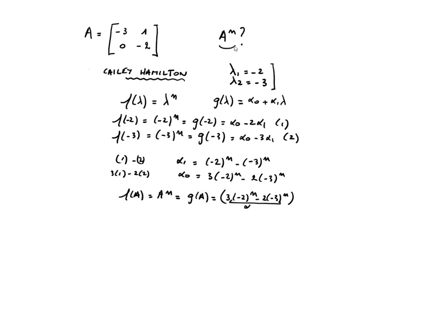This is alpha 0 times the identity matrix plus the parameter alpha 1 times A. And if you go through the calculations, same kind of calculations as in the previous example, you will see that A to the n is equal to the matrix with entries built from (-3)^n and (-2)^n and their difference.